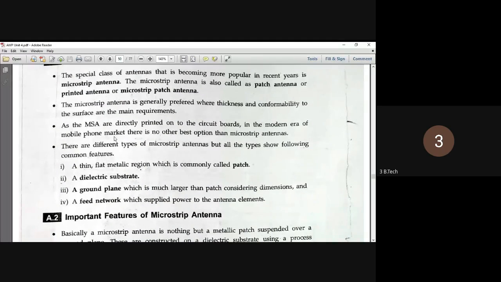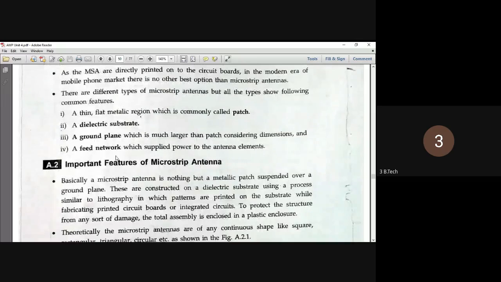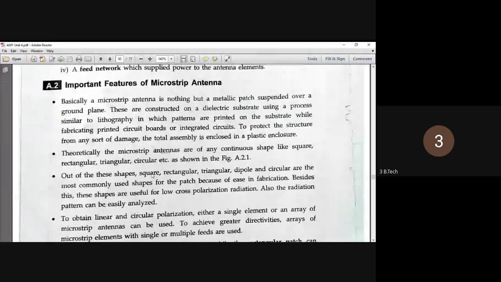Feed network ఎలాగా ఉండాలి, ఎందుకు ఉండాలి? It supplies power to the antennas. Antenna కి పవర్ సప్లై చేయాలంటే ఫీడ్ నెట్వర్క్ కంపల్సరీగా ఫీడ్ తో ఉండాలి. సో ఇంపార్టెంట్ ఫీచర్స్ ఆఫ్ మైక్రోస్ట్రిప్ యాంటెన్నా. So they are already telling the same once again, because basically microstrip antenna is nothing but a metallic patch suspended over a ground plane. నేను ఆల్రెడీ మీకు చెప్పాను.